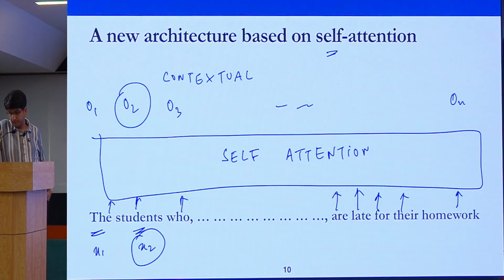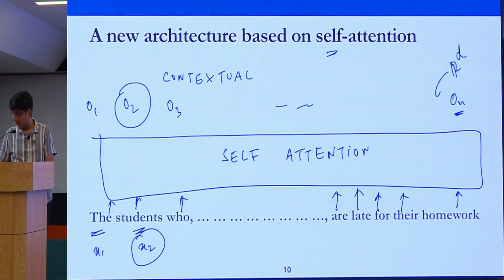And the O1, O2, O3 are the embedding vectors for those words. Yes, these are d-dimensional vectors. Even though we are calling this the nth vector, it is not only a vector of homework. It has looked at everything.